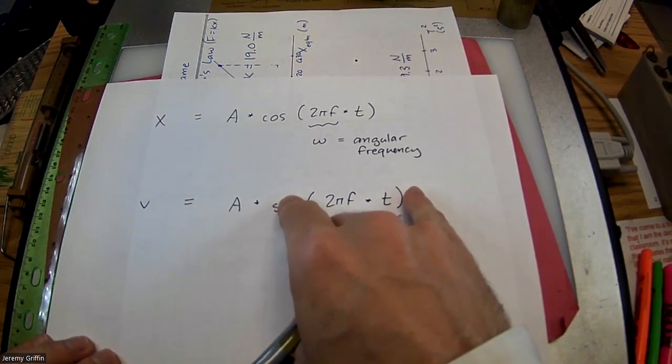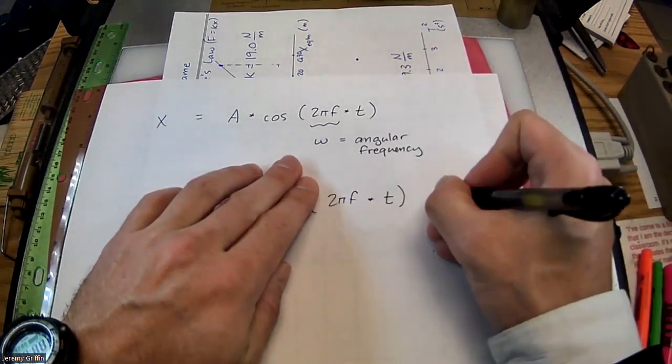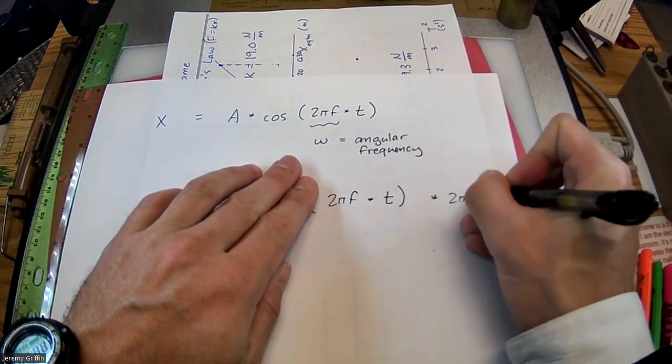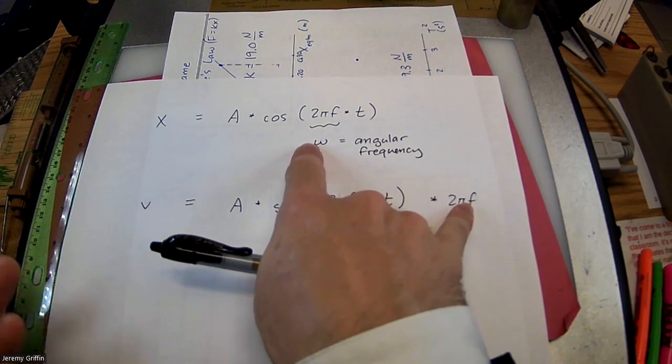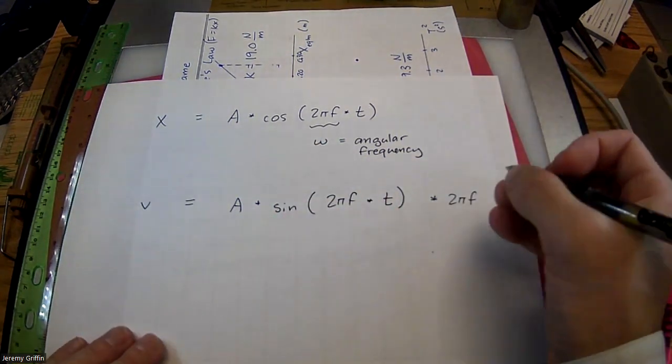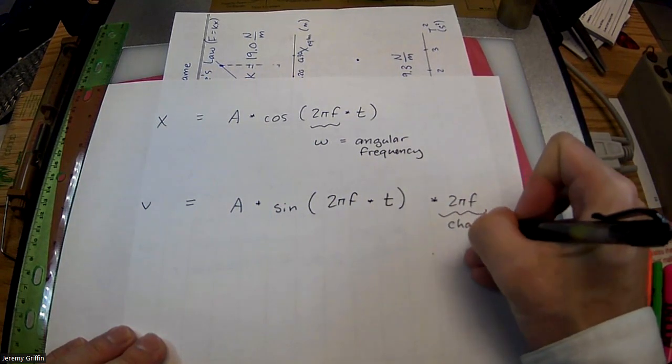All the stuff in parentheses, take the rate change of that, the derivative of that, which is just this part, 2 pi f. Right. Multiply that out here. It's 2 pi f. Which again, if you chunk that as a single variable, you could just write that. So if you see that, this is the chain rule.